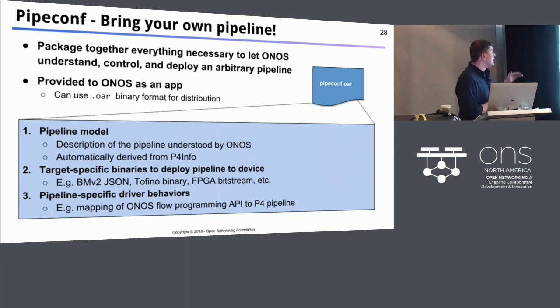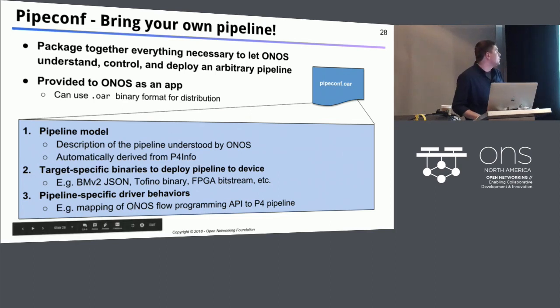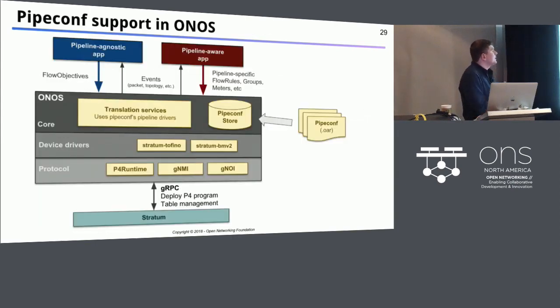And third, it contains some pipeline-specific driver behavior. This is probably the most important part. And the idea, as I said at the beginning, is to provide a way for ONOS to understand a given pipeline. Because we have existing applications that we want to keep using with this P4 defined pipeline, we use this driver mechanism to provide a way for ONOS to map the existing flow programming API to any P4 defined pipeline. So the picture that you get once we implemented this Pipeconf support in ONOS is the following.